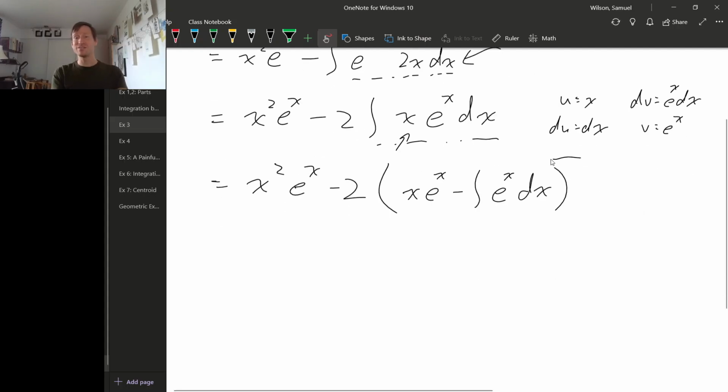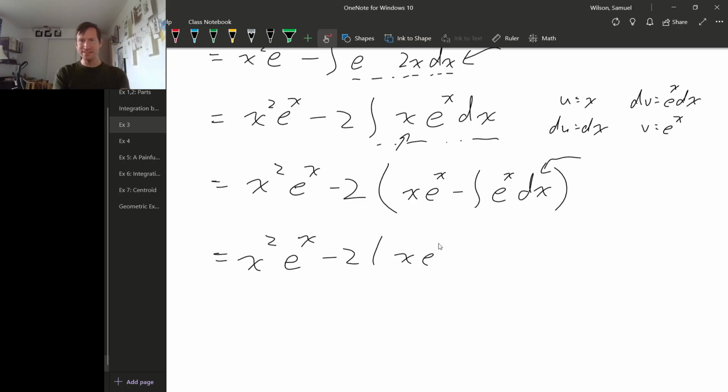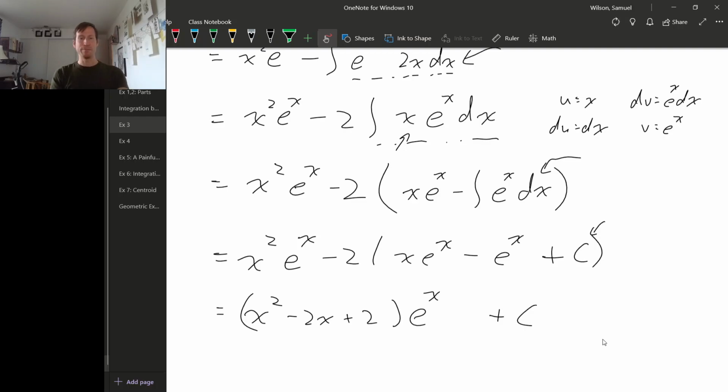Now finally, this remaining integral is one that we can do immediately without having to use integration by parts again. So we get x squared e to the x minus 2 times x e to the x minus e to the x plus a constant. Okay, and then you can do algebra to simplify this if you want. So let's see, everything has an e to the x except this constant. So the constant will pull out to the back. Everything has an e to the x, so let's factor out e to the x. So we have an x squared, we have minus 2x, and then plus 2. So there we are, we're done.